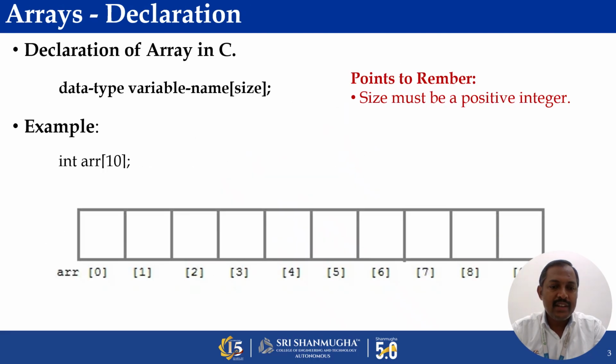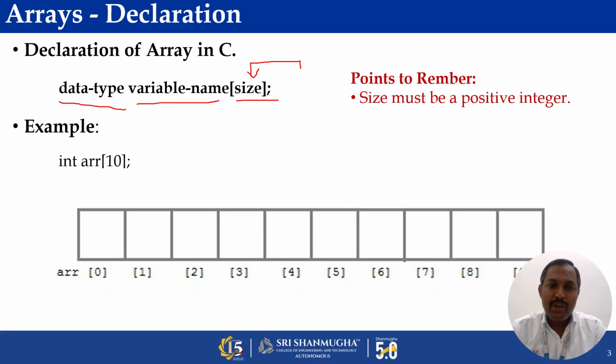Next, array declaration. The syntax for declaring an array: data type, followed by variable name, then size. While creating an array we should give the size. We must give the size. Here there is an important point: the size must be a positive integer. We can't give a negative size. Example, int ARR[10]. An array is created with size 10. That means totally 10 elements we can store within this array ARR, all of integer type.